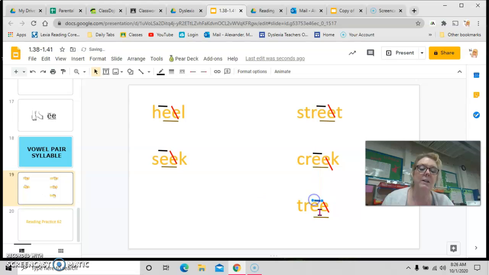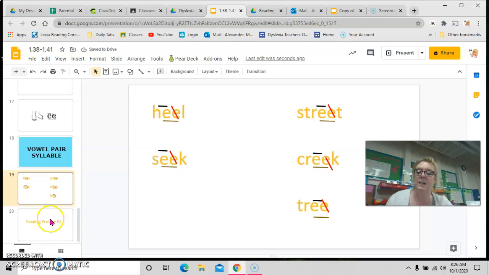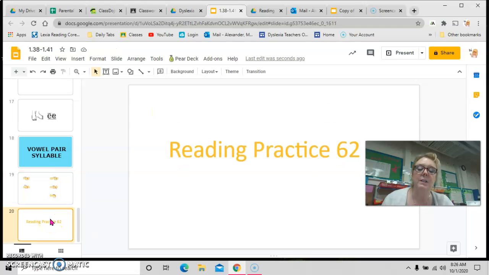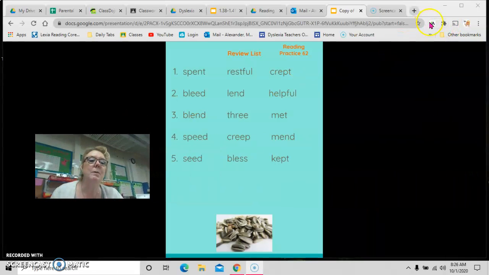And put a macron over the other E. So read that word. Tree. Good job. Great. Okay, now we're going to look at reading practice 62 to practice a few more of these words. All right. Now remember, this is a review list.